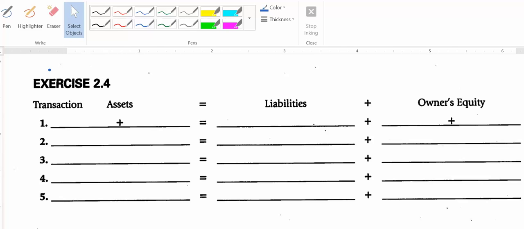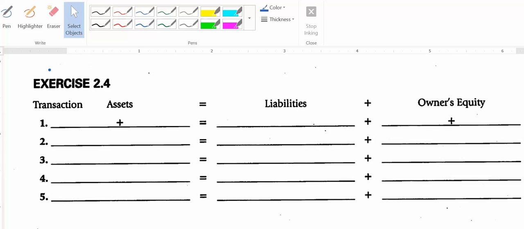Here we go with exercise 2.4 on page 42 of your textbook. First of all, don't get hung up on the fact that you've got 6 items in the problem from the textbook and you've got 5 lines in the exercises. It kind of looks like it's not matching up. That is not the case because we're sort of building a balance sheet, and so we're going to group some things together here. So ignore the 1 through 5 under the transactions in your study guide.